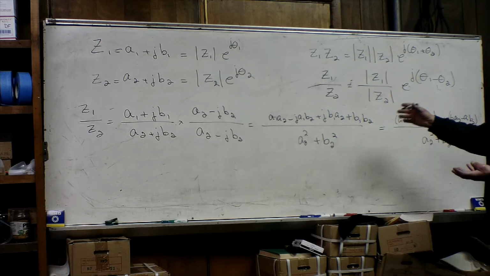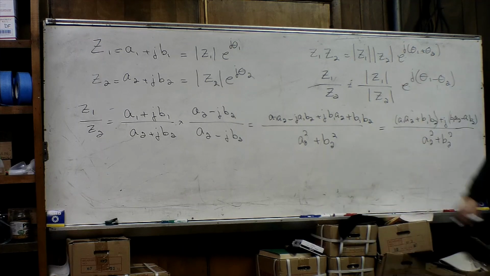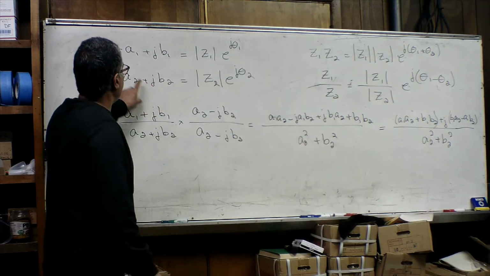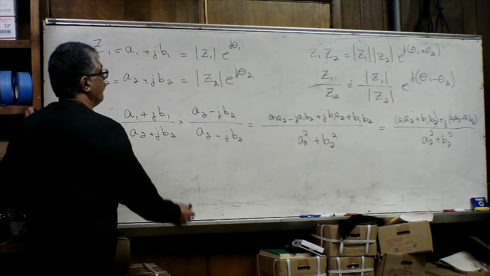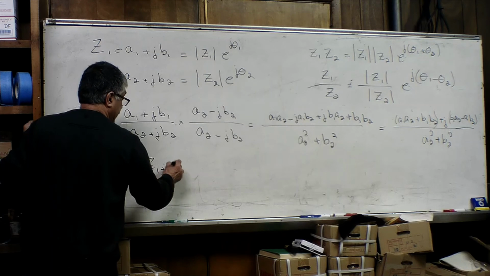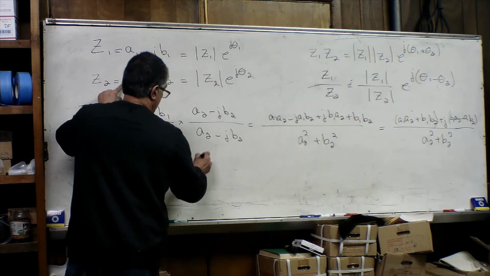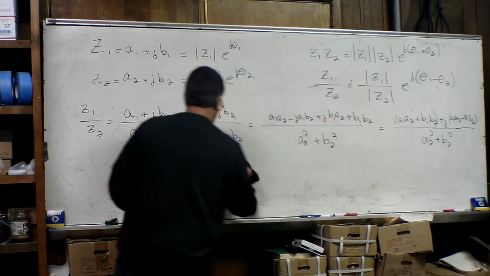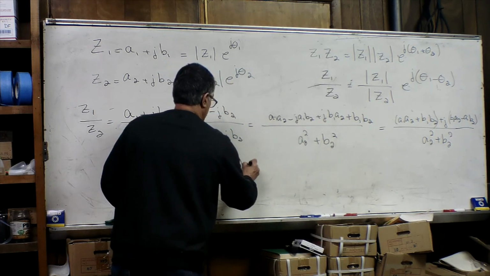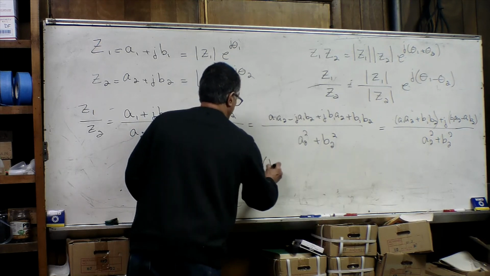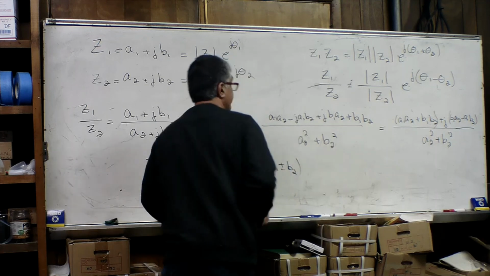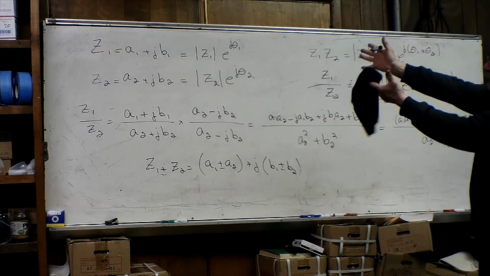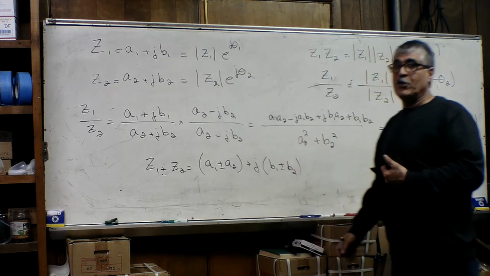So you see, it's a lot easier again to use the exponential form for division, and for addition, the rectangular form is the best. So z1 plus or minus z2 will be equal to a1 plus or minus a2 plus j times b1 plus or minus b2. And if we wanted to do addition and subtraction using the exponential form, it's going to be hard.